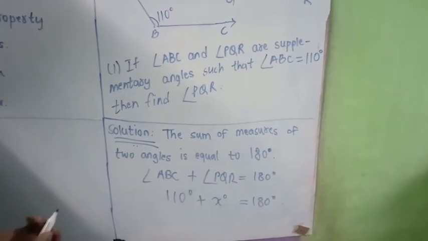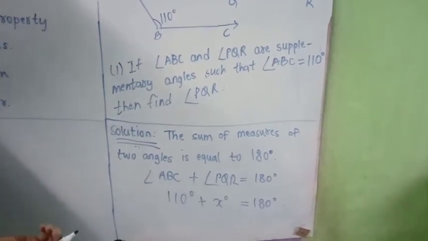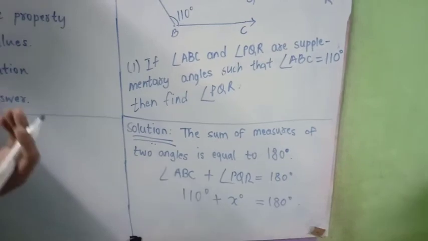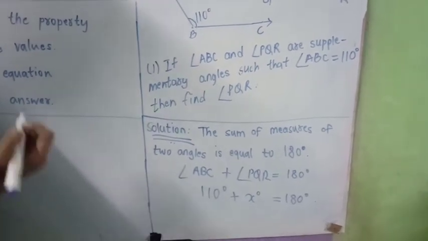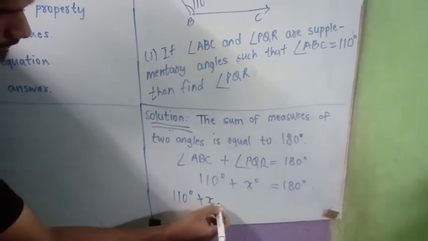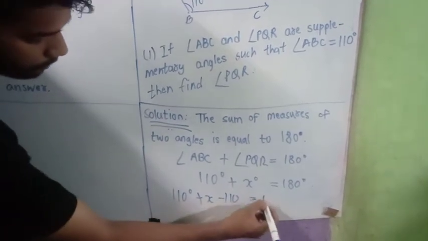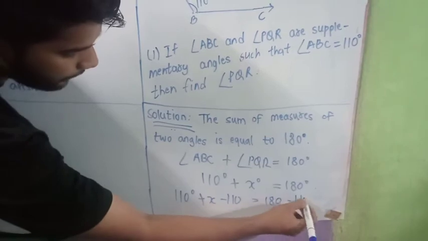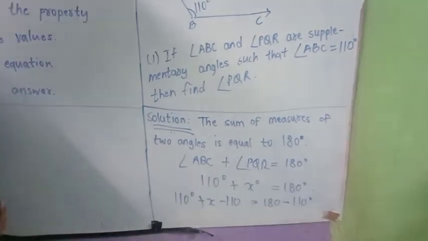The number which is with the variable is 110. The operation that we are doing is addition, so the opposite will be subtraction. Which number? 110. So subtract 110 on both sides. 110 plus x minus 110 equals 180 minus 110, right? This is what we have to do.